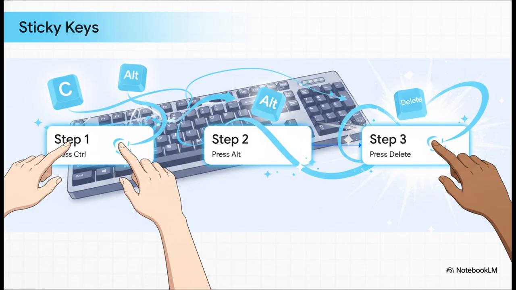For a lot of people, doing those simultaneous finger gymnastics is awkward or even painful. Enter sticky keys. By simply pressing your Shift key 5 times, you enable a feature that lets you press shortcut keys one at a time. Step 1, press Control. Step 2, press Alt. Step 3, press Delete. It completely transforms a complex simultaneous action into a super easy sequential 1-2-3 press.